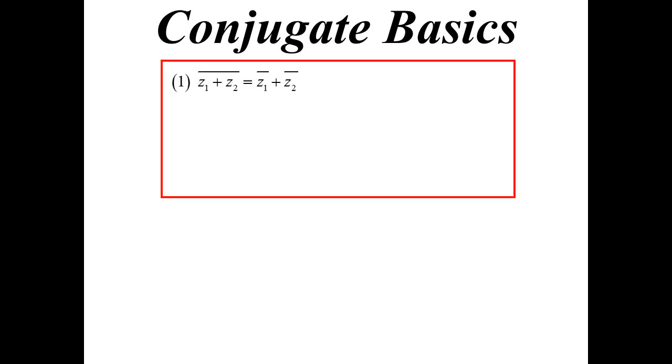So these conjugates, just some basic ideas about conjugates. It does not matter. If you want to find the conjugate of two numbers added together, you can either add them together, then find the conjugate, or find the conjugate of each individual one, then add those. It doesn't matter. It'll give you the same answer. Same with multiplication. The order doesn't matter whether you do the conjugate first or take the conjugate last.